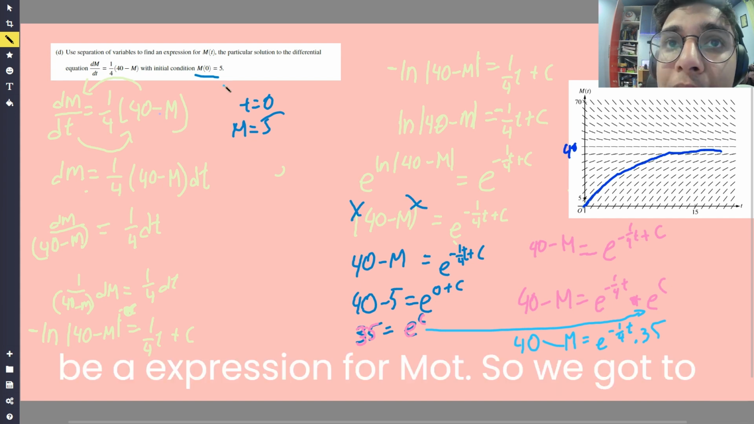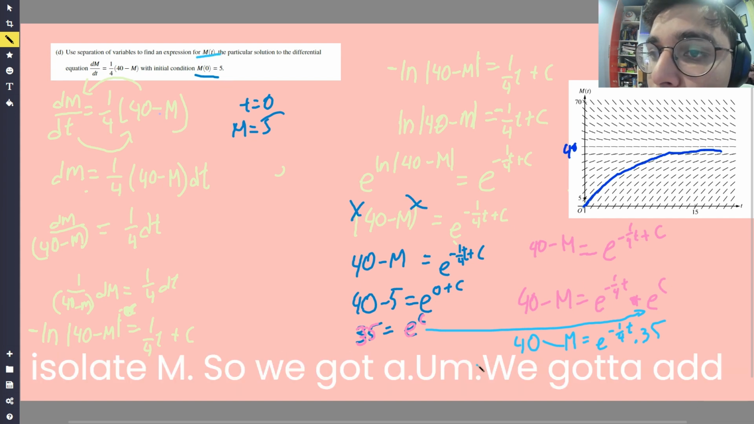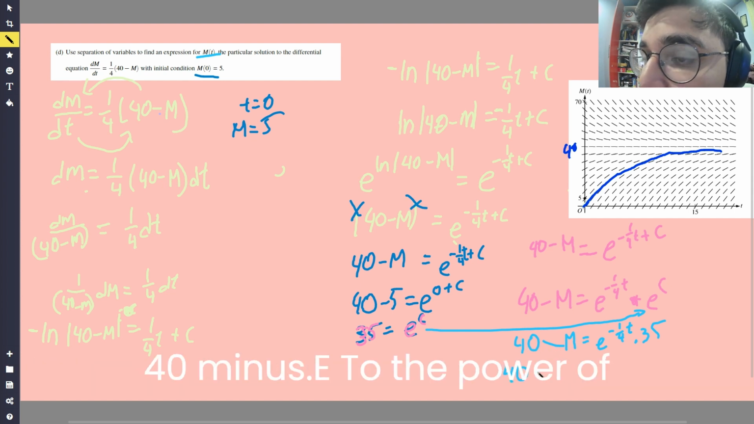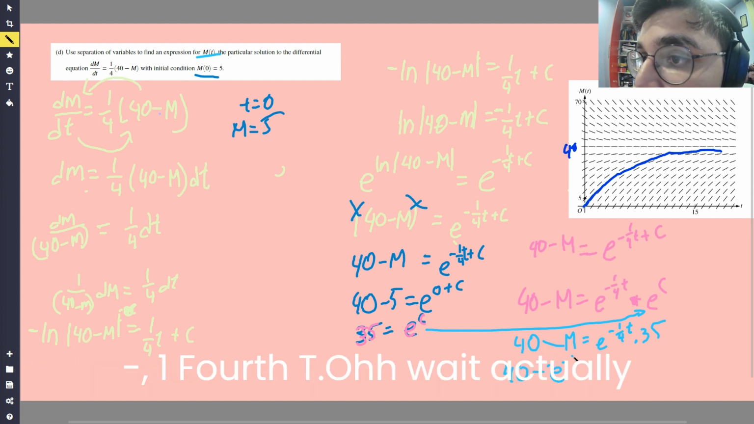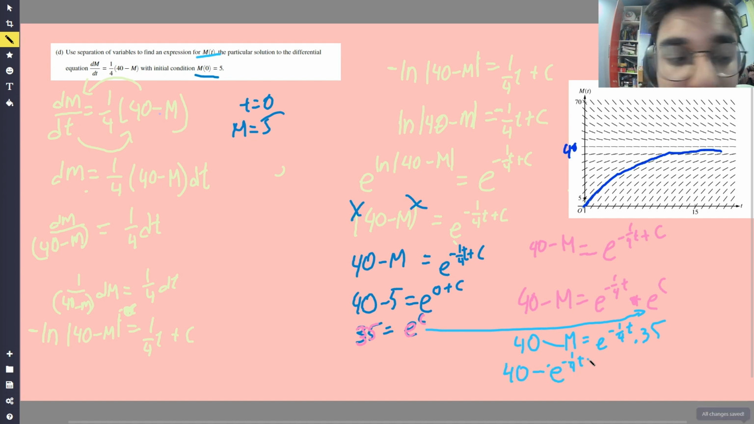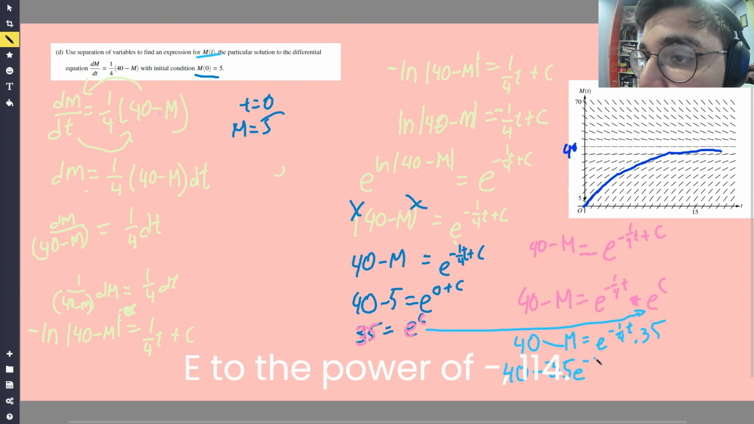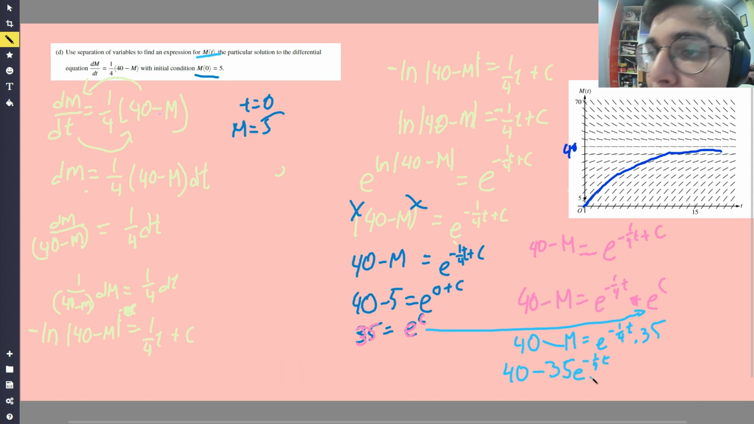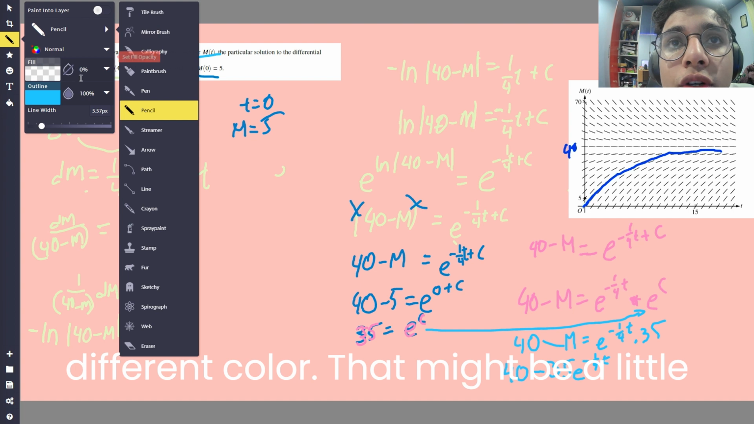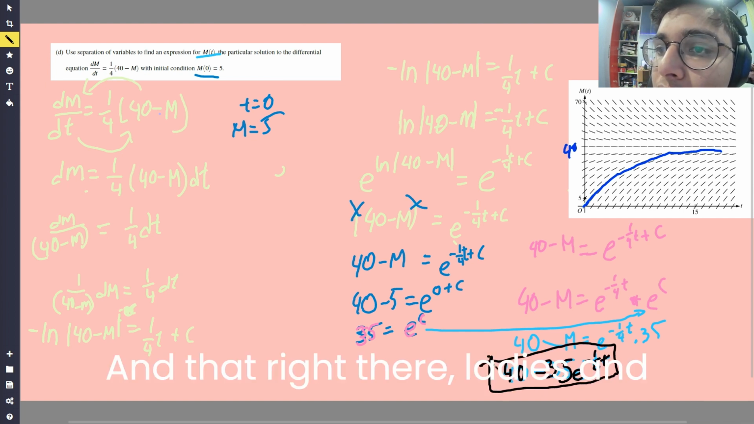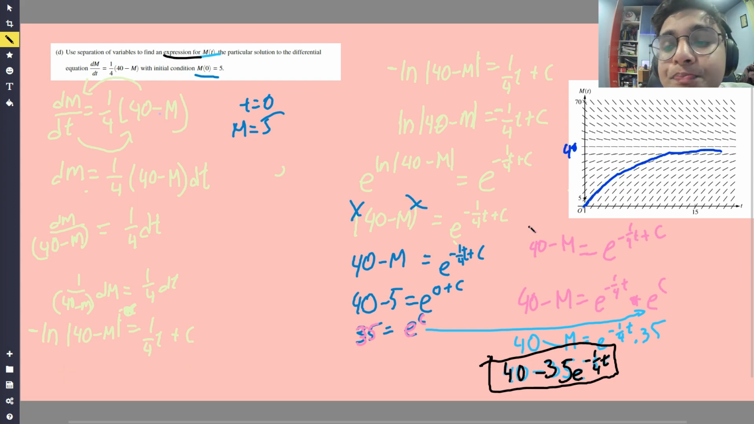Now let's solve this to get an expression for m and t. So we solve for m. We have to add m, and then subtract that. So it becomes 40 minus, oh wait, actually, pardon me, 35 e to the power of -1/4 t. I can rewrite that in a different color. That might be a little easier for you to see, Mr. Taylor. Negative 1/4 t. And that right there, ladies and gentlemen, is the expression for m and t. Thank you.